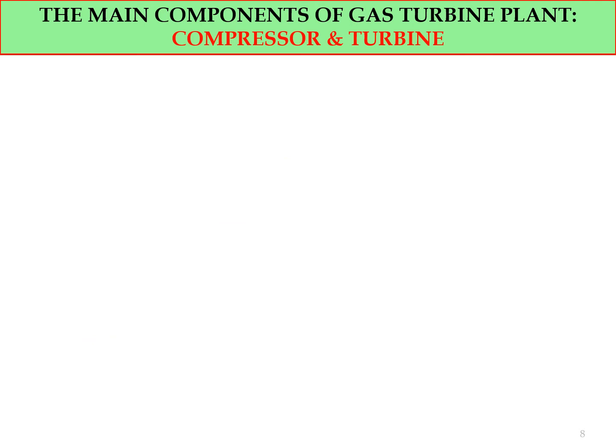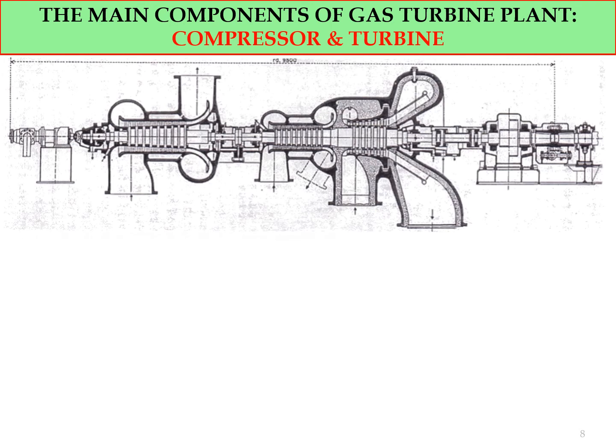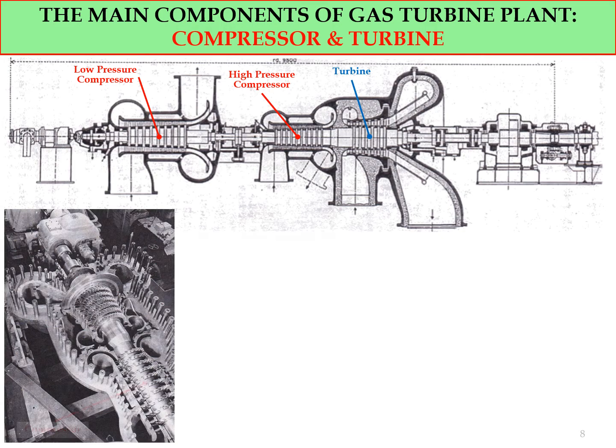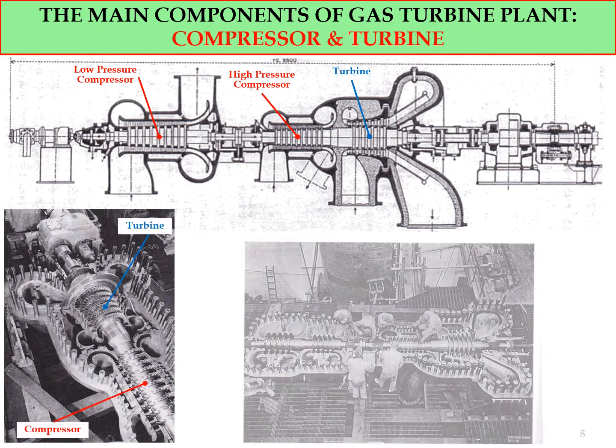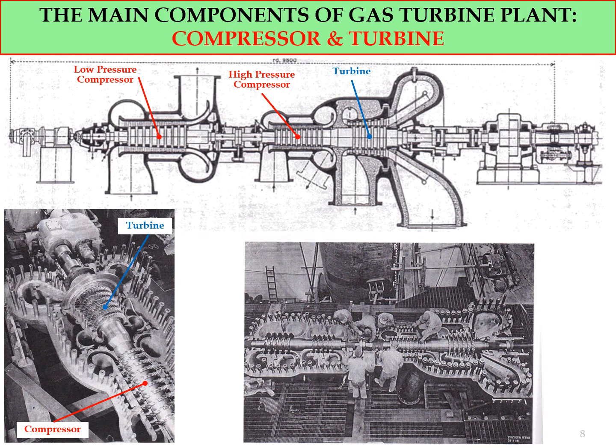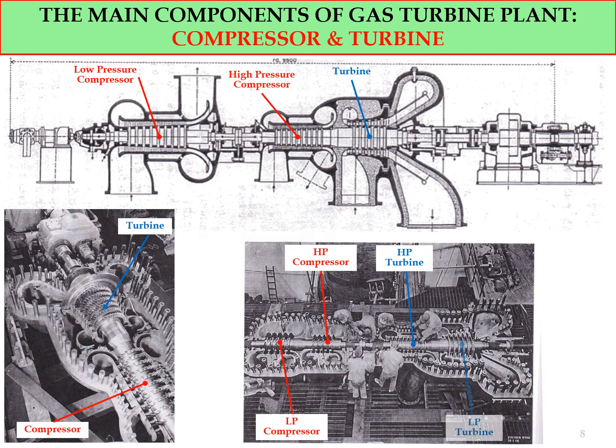The main components of a gas turbine plant: compressor and turbine. So this is the cross section of the gas turbine engine, and as you can see, this is the low pressure compressor, and this is the high pressure compressor, turbine, and this is the actual diagram of it, compressor, turbine. And the same goes for this figure. We have a low pressure compressor, high pressure compressor, and high pressure turbine and low pressure turbine. So based on this diagram, you should identify which one is the turbine and which one is the compressor.